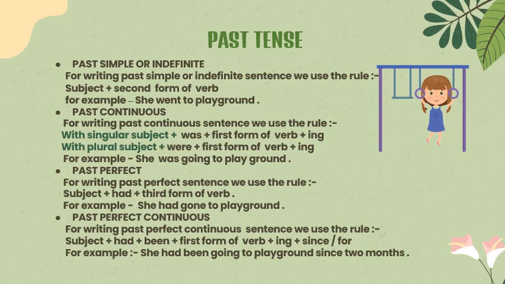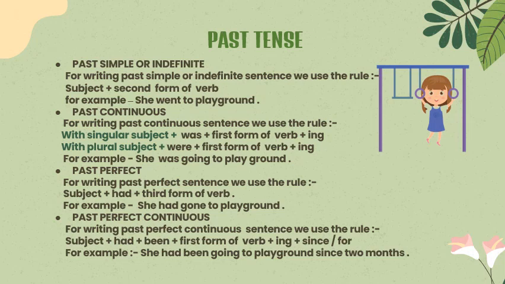Past continuous. For writing past continuous sentences, we use the rule: with the singular subject, we use was plus first form of verb plus ing. For example, she was going to playground. With the plural subject, we use subject plus were plus first form of verb plus ing. For example, they were going to playground.